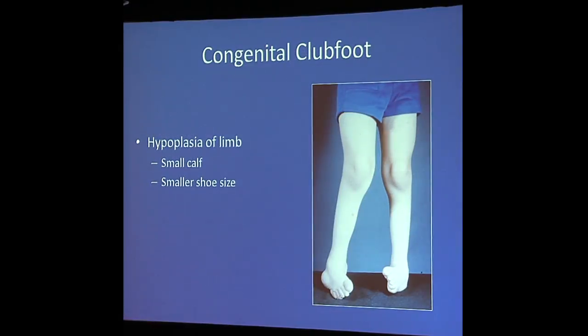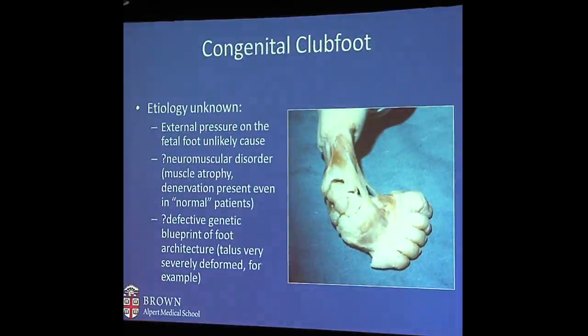The important thing to remember, this is not an isolated foot deformity. This is a hypoplasia of the limb. For the rest of their life, if it's unilateral, they'll have a smaller calf and a smaller shoe size, sometimes several sizes. We don't know what really causes it. More and more, it's becoming clear that there is a genetic basis.